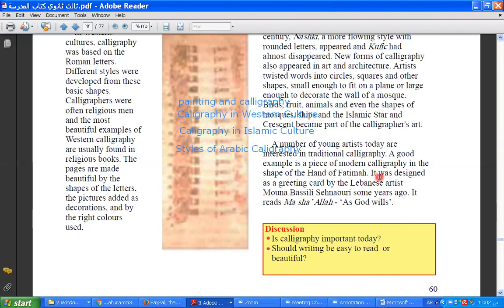بدأوا الفنانين الخطاطين اللي يرسموا بدأوا يهتموا بالخطوط التقليدية because it's a kind of art. Yes, for example, there is a modern calligraphy in the shape of the hand of Fatima, على شكل يد فاطمة. هي صممتها, it was designed as a greeting card, عبارة عن تحية. مين اللي صممها؟ الفنانة اللبنانية فنانة منى باسلي. ركز. So we have ما شاء الله, it means in English as God wills.